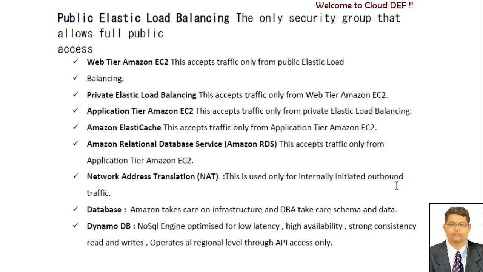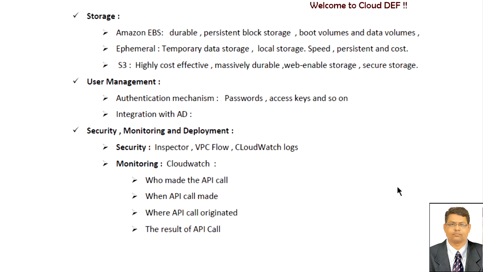Network Address Translation, NAT: this is used only for internally initiated outbound traffic. Database: Amazon takes care of the infrastructure and the DBA takes care of schema and data. DynamoDB: NoSQL engine optimized for low latency, high availability, strongly consistent reads and writes, operates at regional level through API access only. Storage. Amazon EBS: durable, persistent block storage, boot volumes and data volumes. Ephemeral: temporary data storage, local storage. Speed, persistence and cost. S3: highly cost-effective, massively durable, web-enabled, secure storage.